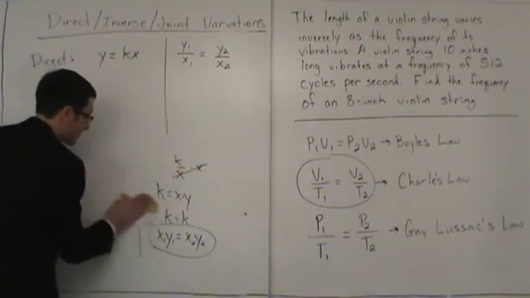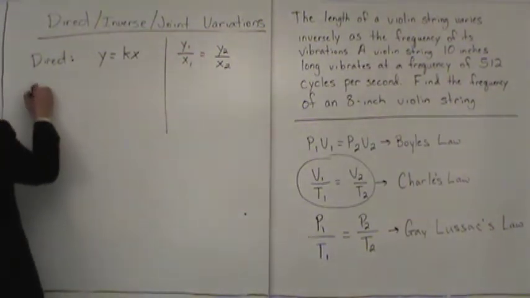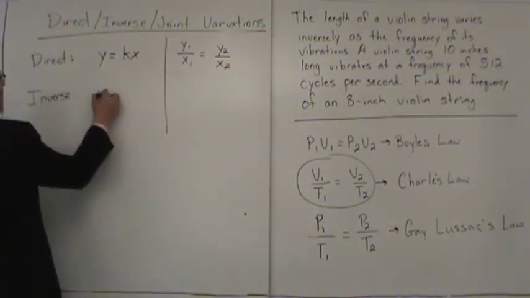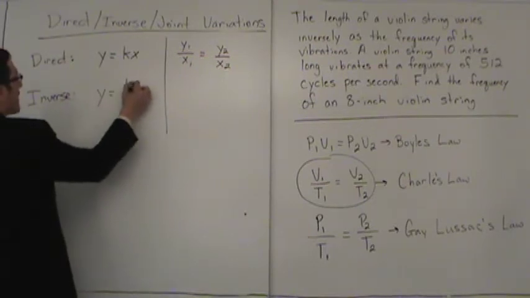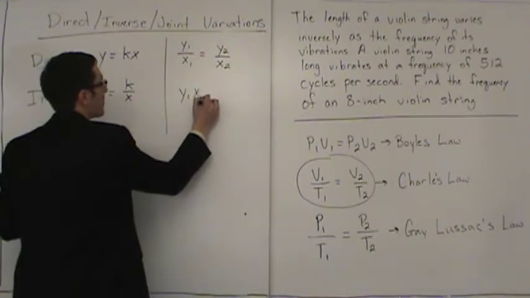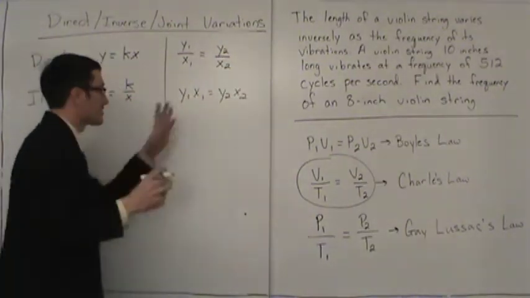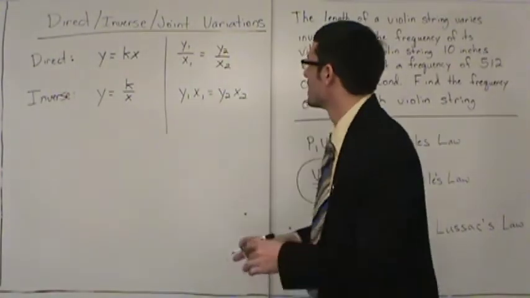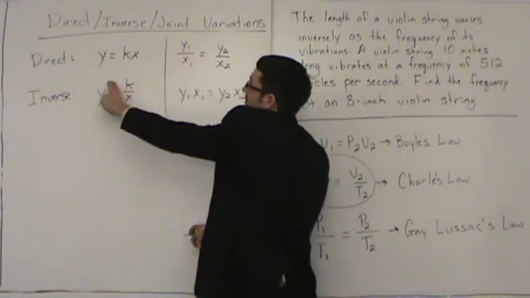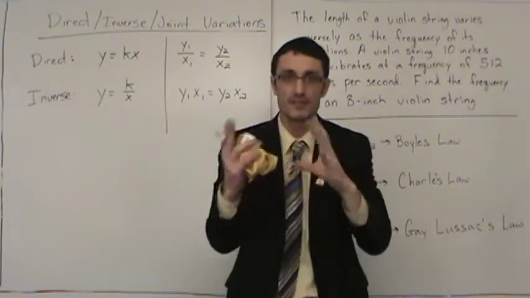So we also have, I'm going to erase this, another way of writing the inverse proportion, y equals k over x. Another way of writing this is y1 times x1 is equal to y2 times x2. Now I want you to notice something. They look backwards. Notice direct looks like inverse and inverse looks like direct. So this is where the confusion comes in.